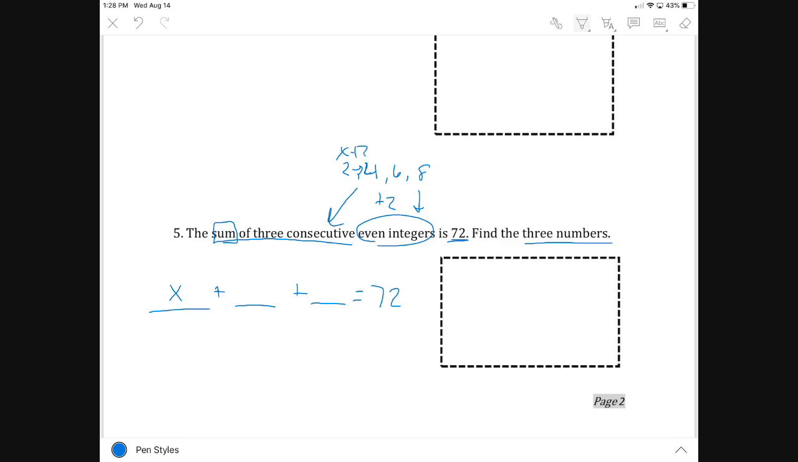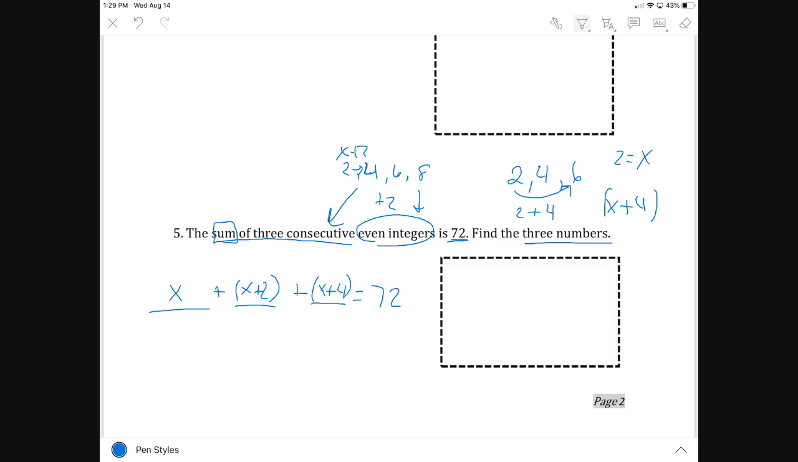So to get to our next term, just like I said, we have to add 2. So it'd be x plus 2, whatever our x is. Because remember, we don't know what our x is yet. To get our last one, to get from 2 to 6, for example, we have to do 2 plus 4. And we're actually going to do the same thing in our equation over here. It's going to be x plus 4.